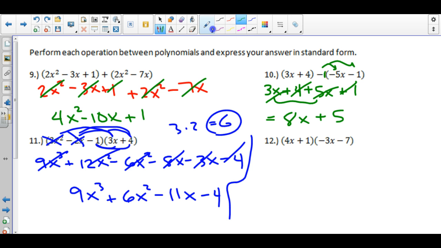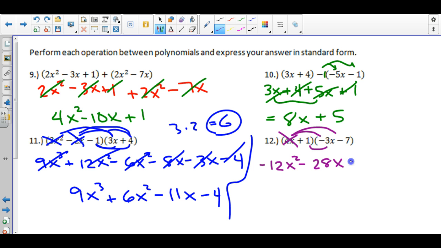And then lastly, this is a binomial times a binomial, so 2 terms times 2 terms means I'm going to end up with 4 terms at first before we simplify it. So 4x times negative 3x is negative 12x squared. I have a 4x times negative 7, which is negative 28x. Takes care of this. Now the inside one.